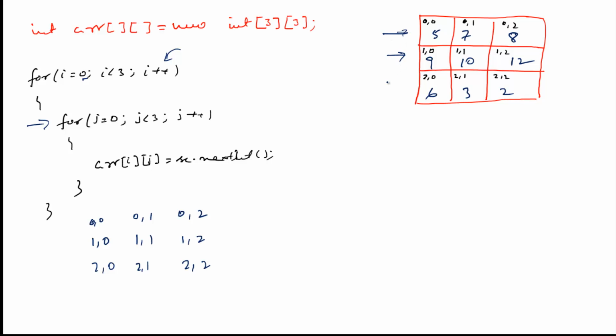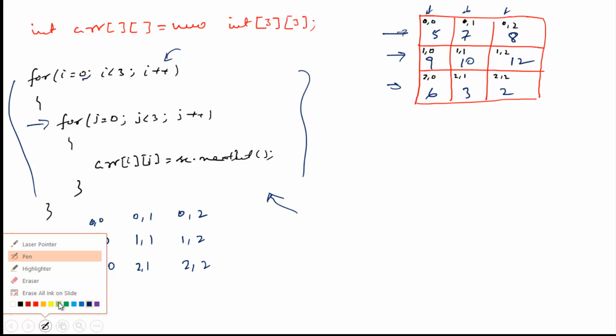This is the row 0, row 1 and row 2 here. This is the column 0, column 1 and column 2. And after inputting the values here, we need to print them out, okay. So that's why I have given two nested loops there. Then for printing the loop I have used here.